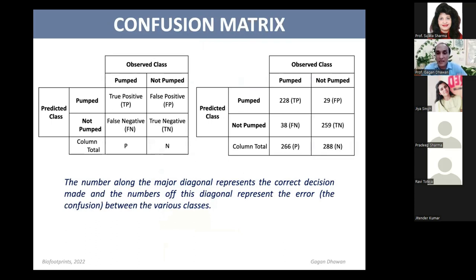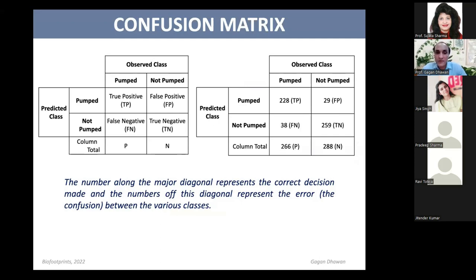So we designed a confusion matrix, wherein we have the observed class as well as the predicted class. In the observed class we have pumped and non-pumped, as well as in the predicted class we have pumped and not pumped. I hope you all know what is true positive, because most of the participants here are students, so you should know what true positive, false negative, and true negative are.